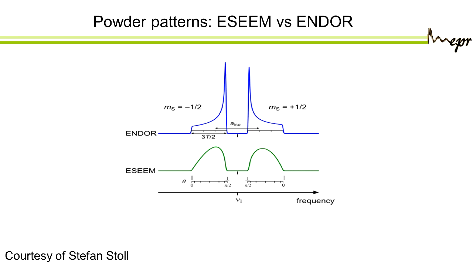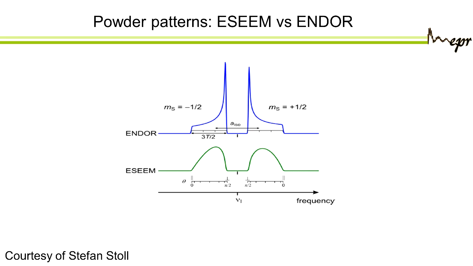So if you do a powder pattern of this, what you get from ESEEM, you don't get these very nice singularities. You remember in ENDOR we had these singularities. We can immediately identify what is the parallel and what is the perpendicular, and it's very nice. If you do ESEEM, you get something like this. So you lose this information.